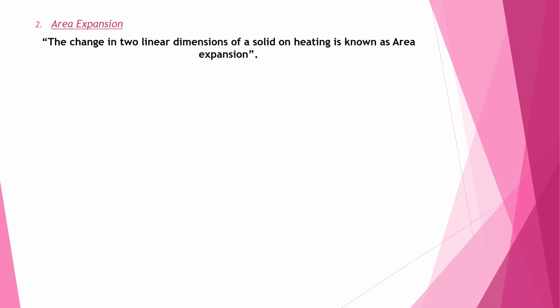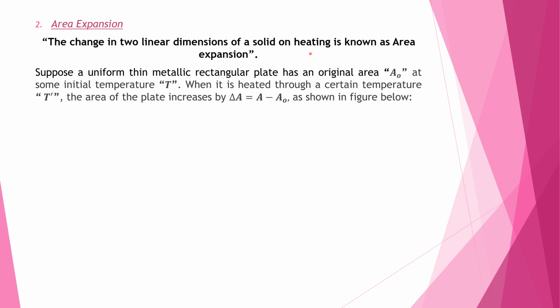Okay, so the second type of thermal expansion of solid is area expansion, and it is the two-dimensional expansion of solid, that is the change in two linear dimensions of solid on heating. To understand area expansion, I suppose a uniform metallic rectangular plate whose initial area or original area is A naught, and it is at initial temperature T.